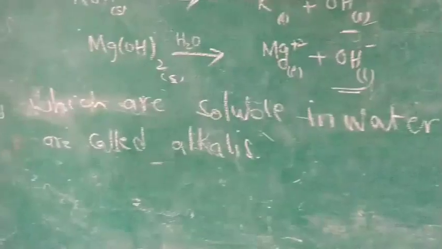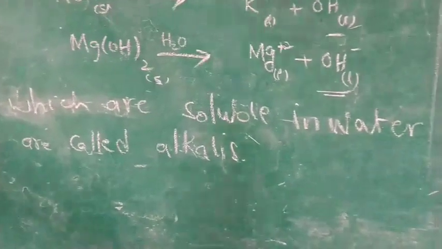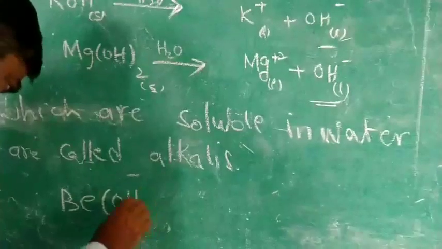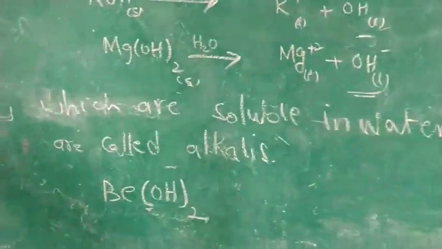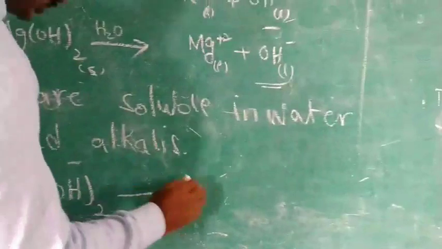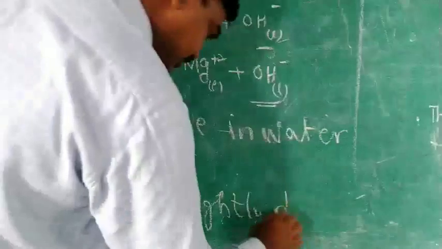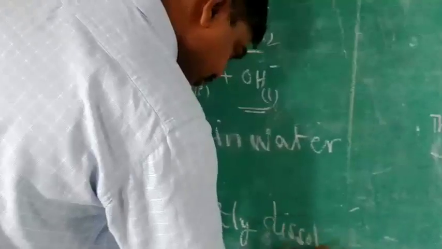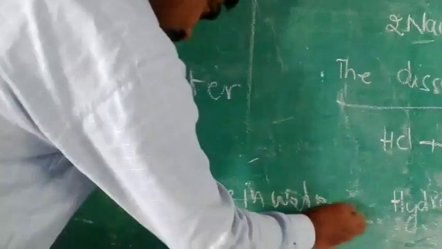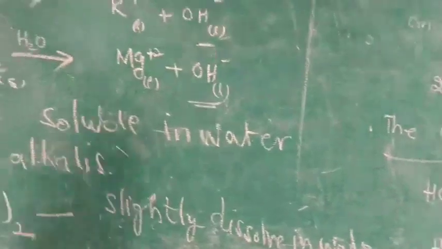Here all the bases do not dissolve in water. One example: barium hydroxide. Yes, it is only slightly soluble in water. Slightly dissolved in water. Yes, this is about that.